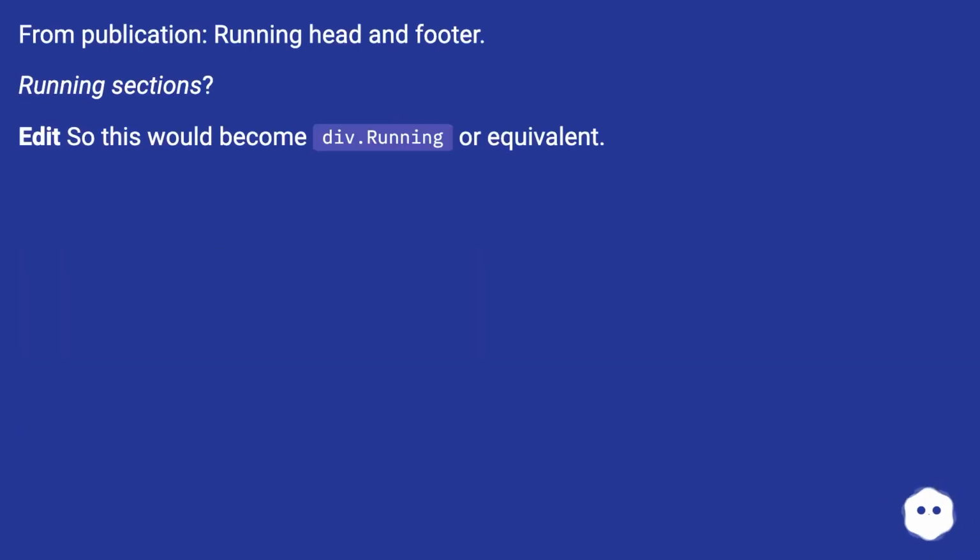From publication: running head and footer, running sections. So this would become div.running or equivalent.